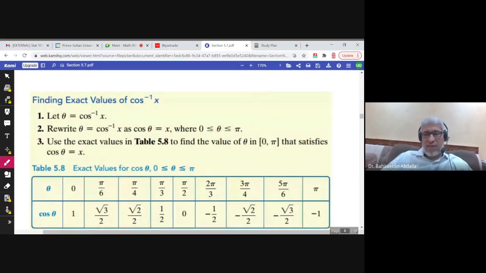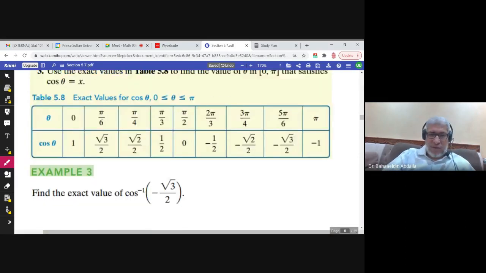So how to find values of cosine inverse x? Similar to what we did with sine inverse. First, we call cosine inverse x theta or y, and then we use the definition to write it as cosine theta equals x, and we have to notice that the domain of cosine, which is theta, is from 0 to pi, and then we solve the question.